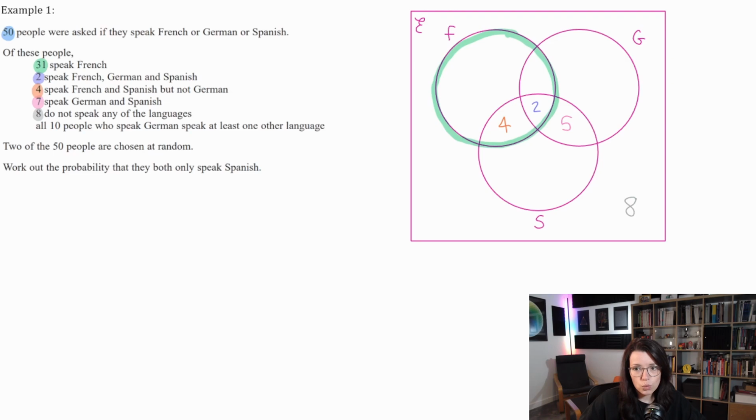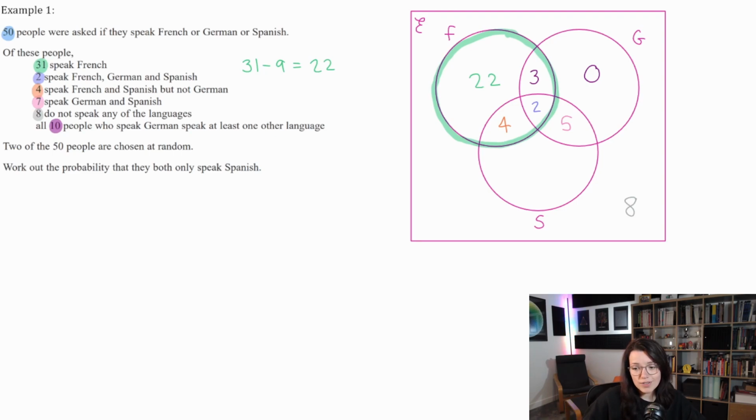And then it says all 10 people who speak German speak at least one other language. That means there isn't anyone who only speaks German. So you can put a 0 in there, and we need to make sure then that the German circle adds up to 10. There's already a 2 and a 5, means we need to put a 3 there. Now we can go back to the fact that we had 31 people speaking French, so inside that French green circle there needs to be 31. We already have 9 from what we've already filled in, so if we do 31 take away 9, that gives 22, means 22 people speak just French.